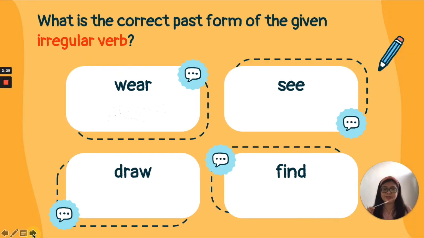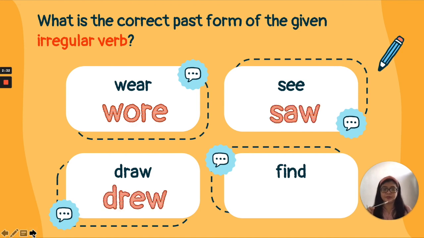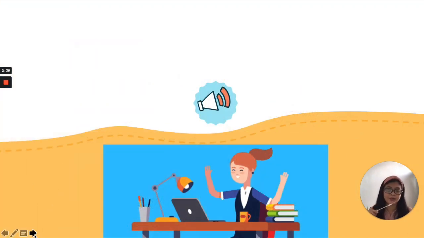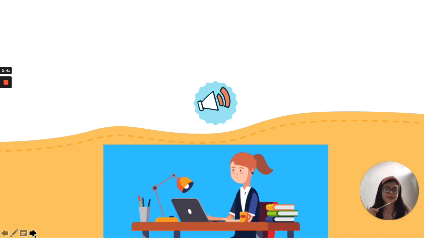Okay, now let's answer. Wear, wore, see, saw, draw, drew, and find, found. I hope that you remember the irregular past tense forms of verbs or the past tense form of irregular verbs.